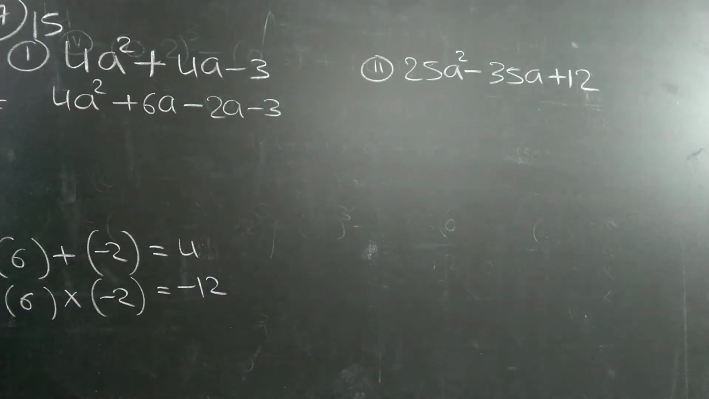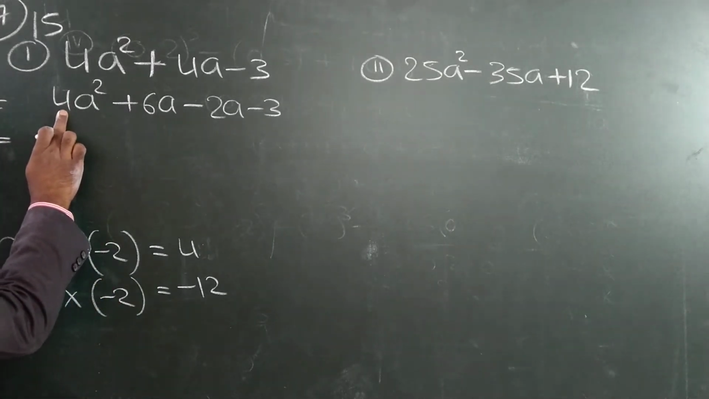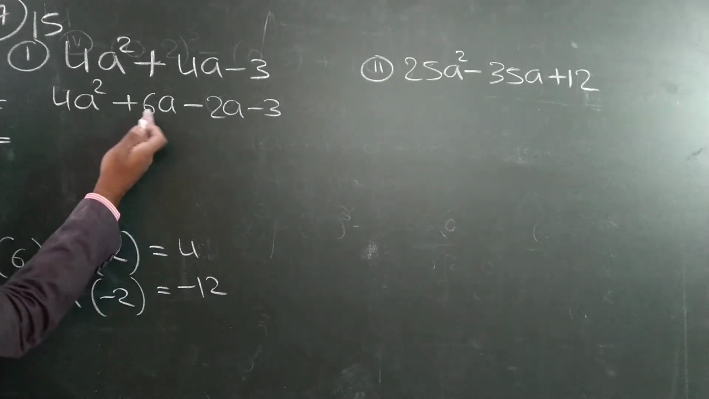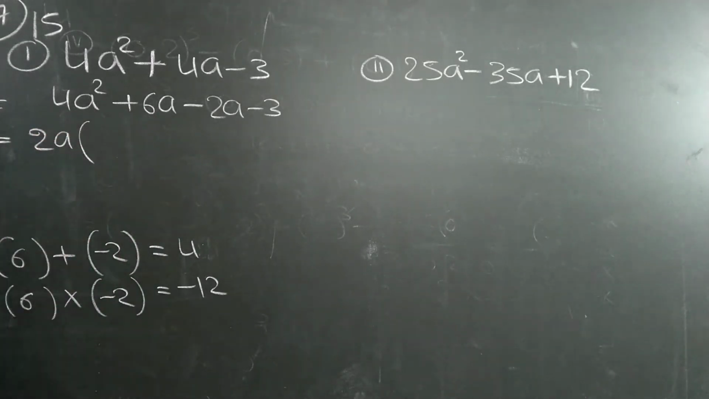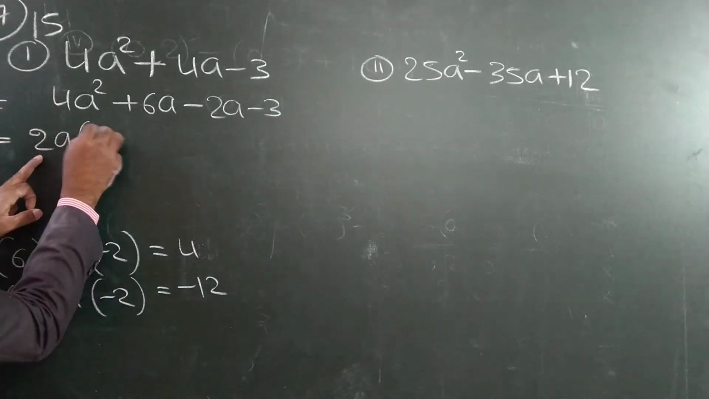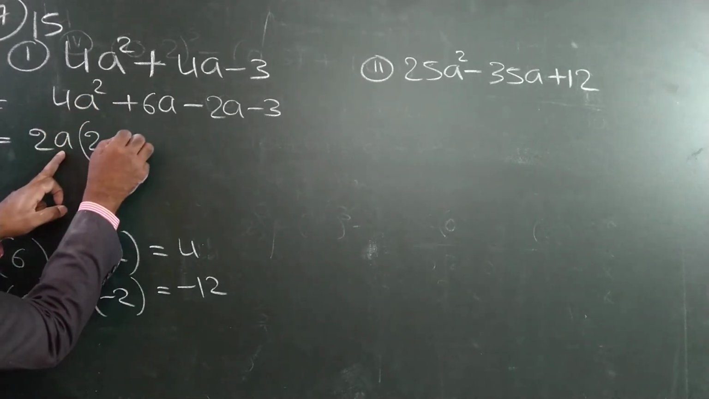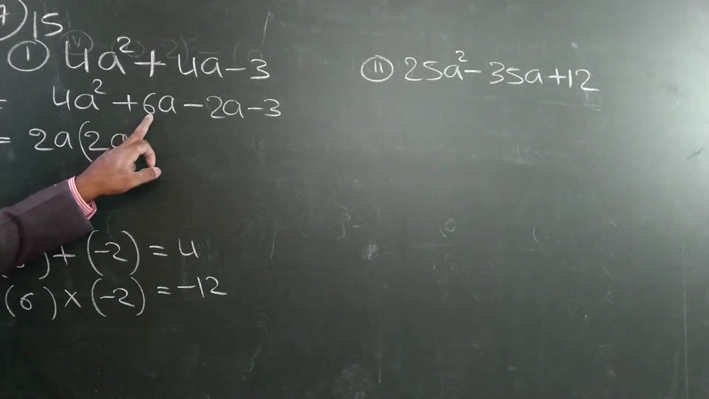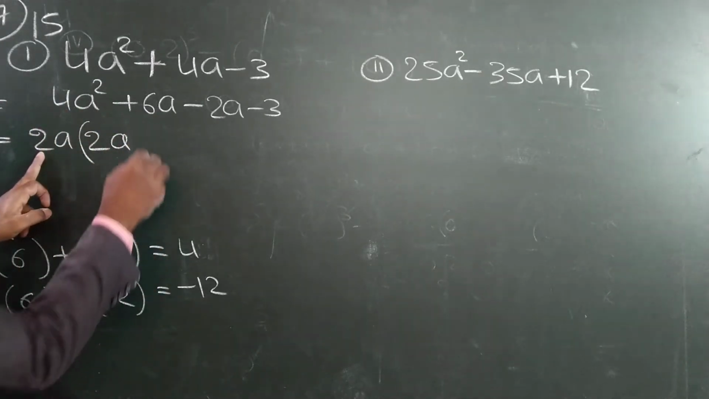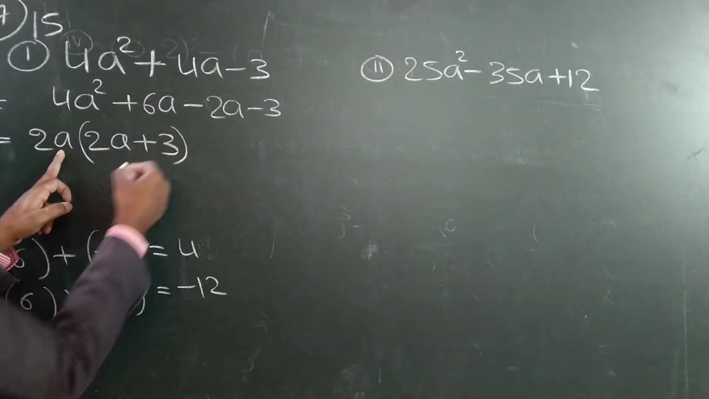In these two, what is common? 2 is common, and a is common. 4 is 2 into 2, so taking 2 common, another 2 remains. A square is a into a, taking one a common, another a remains. 6 is 2 into 3, taking 2 common, 3 remains. A is already common, only this much.